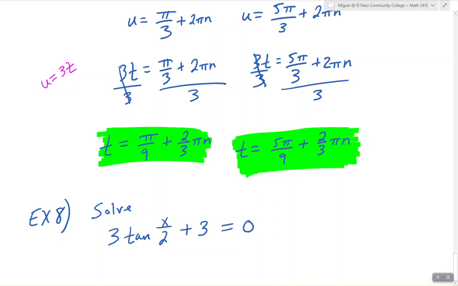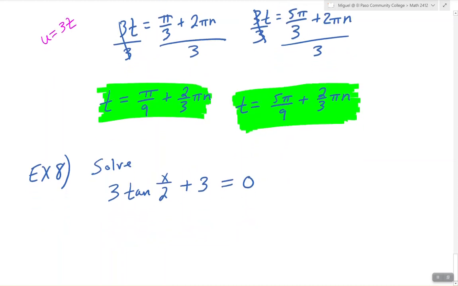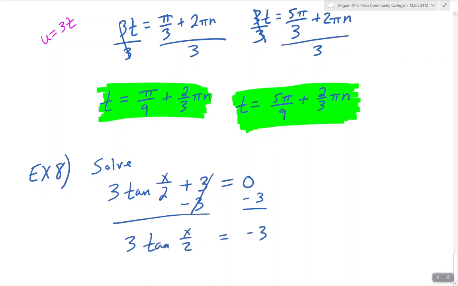So example 7 had a multiple angle, and example 8 has a half angle. X over 2 is the argument for the tangent function in this one. So again, fairly straightforward, right? We have the trig function by itself, so we'll just move the 3 and then get rid of this 3 in front as well. Then the 3 in front will divide.